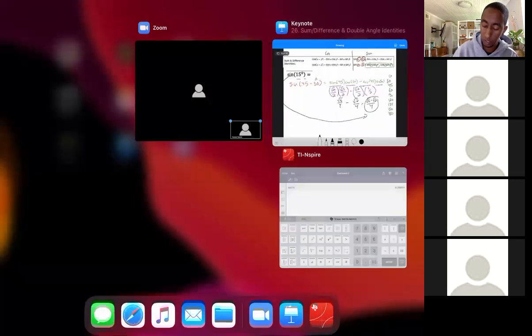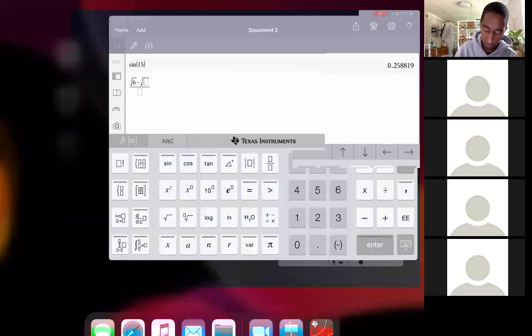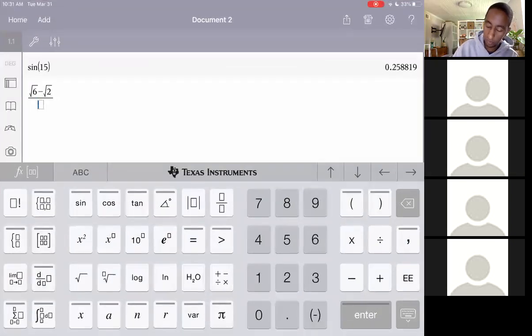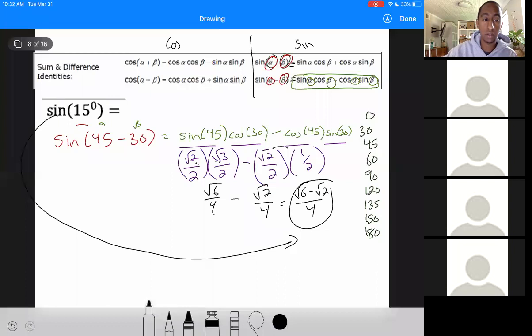And so if we wanted to check that, square root of 6 minus, what was it? I forgot what it was. Square root of 6 minus square root of 2 over 4. We can see that they are equivalent, okay? So that's how you could use a sum and difference identity to find a particular value. Any questions?